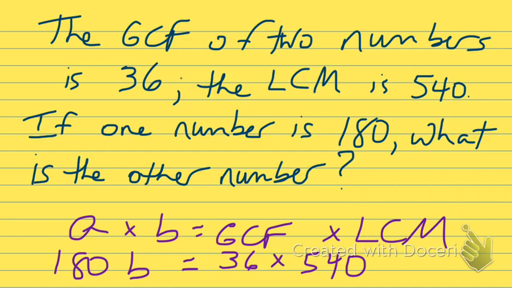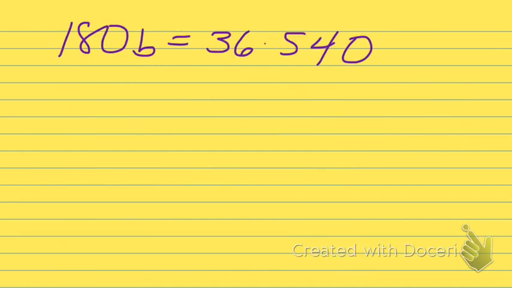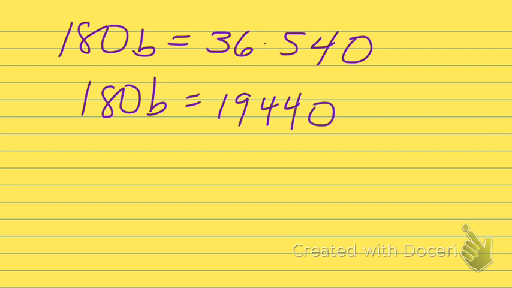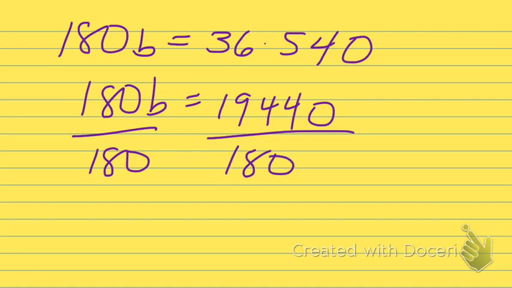Let's write it again. Okay, so 180 times something is the same as 36 times 540. When we multiply 36 times 540, that product is 19,440. Undo multiplication with division. When you do, what's that quotient? 108. The mystery is solved.